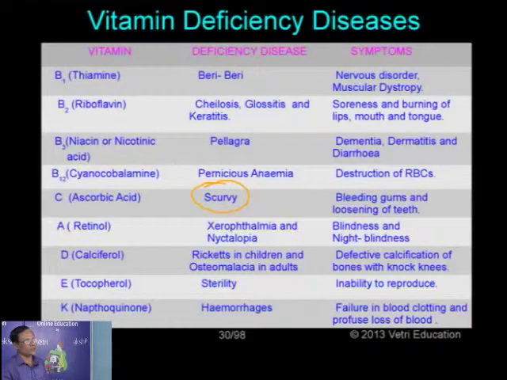When there is a deficiency, it's very common in people living near the sea coast, and that is why it's also called sailors' disease. Sailors are mostly affected because they used to go for a long while on the sea surface for catching and poaching fish. They used to eat only seafood. That is why they are not getting vitamin C, and the disease is called sailors' disease.